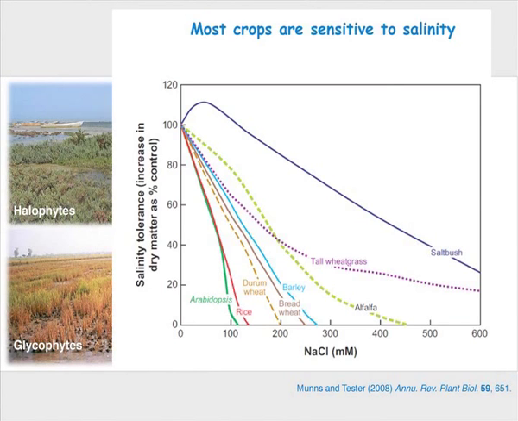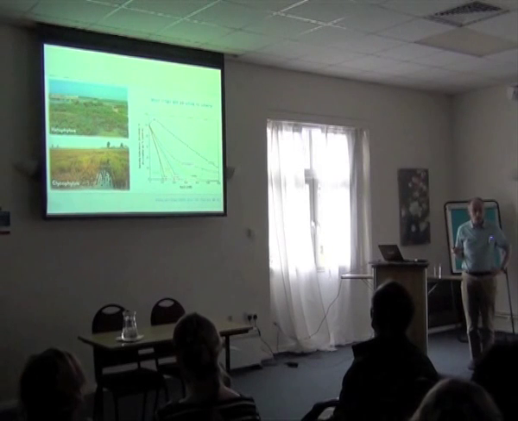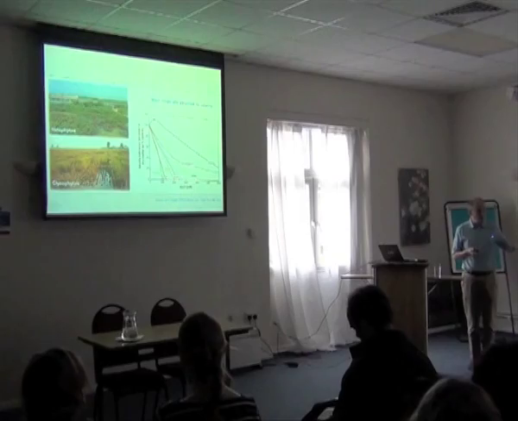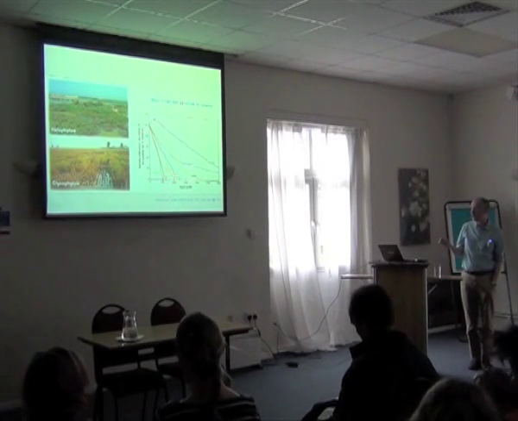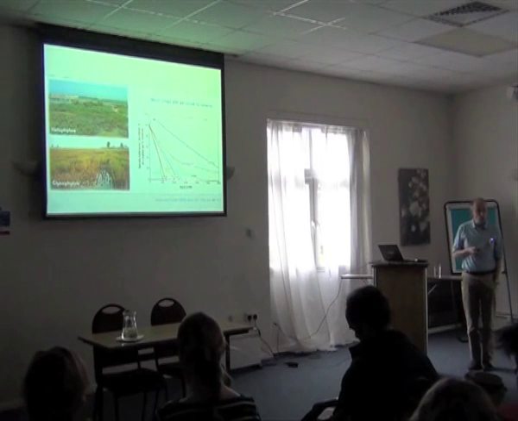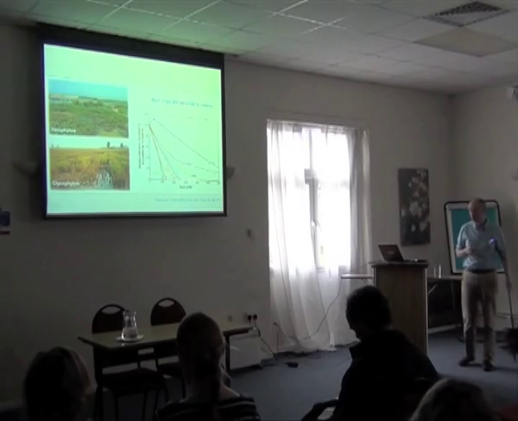Whereas most of our crop plants, so here we have wheat, durum wheat, bread wheat, barley, rice, they're relatively sensitive to salt. And also you can see here that the plant Arabidopsis thaliana, which is a plant that I'll be talking about mostly today, is also relatively sensitive to salt. Its sensitivity to salt is pretty high, and so therefore in some ways it can be taken as a model or as a parallel, if you like, to some of our most important crop plant species.